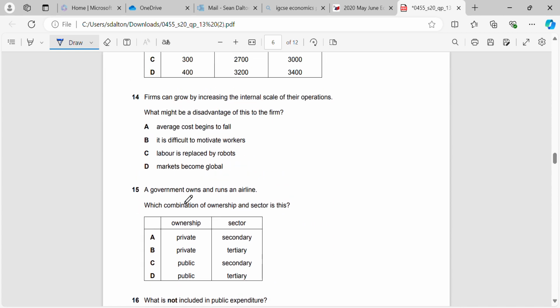Okay, 15. A government owns and runs an airline. What combination of ownership and sector is this? So first of all, for ownership, if the government owns it, that means that it's got to be the public sector.